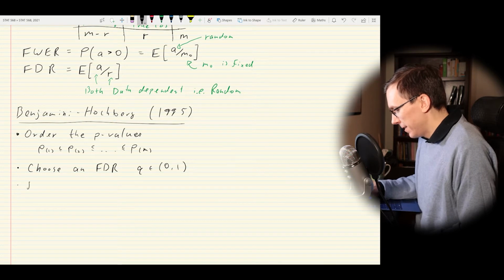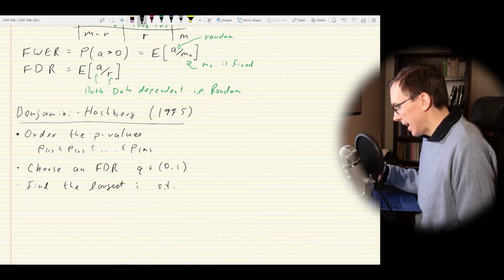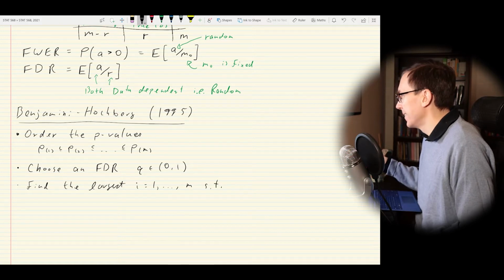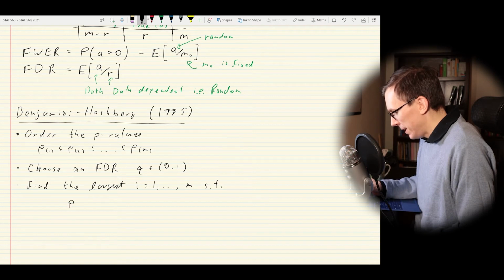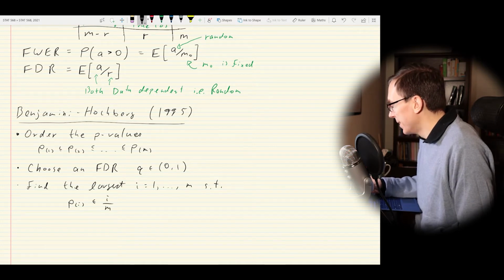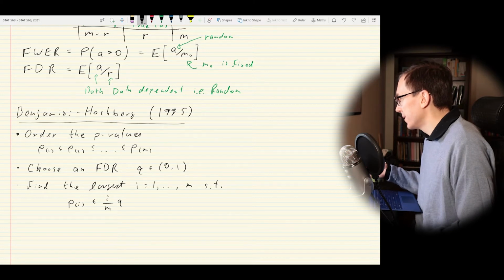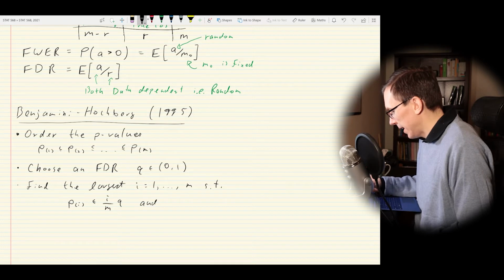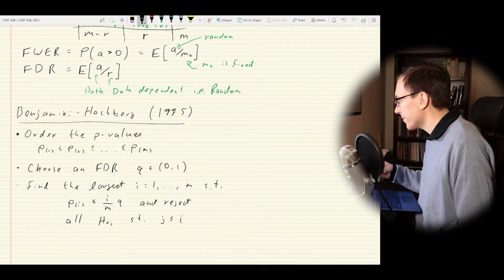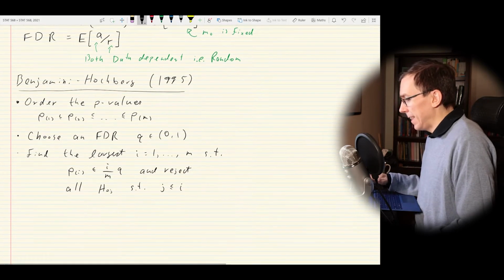And then we find the largest i from 1 to m such that p(i) is less than or equal to i divided by m times Q. And then we reject all H naught j such that j is less than or equal to i. Okay, so that's roughly the idea.